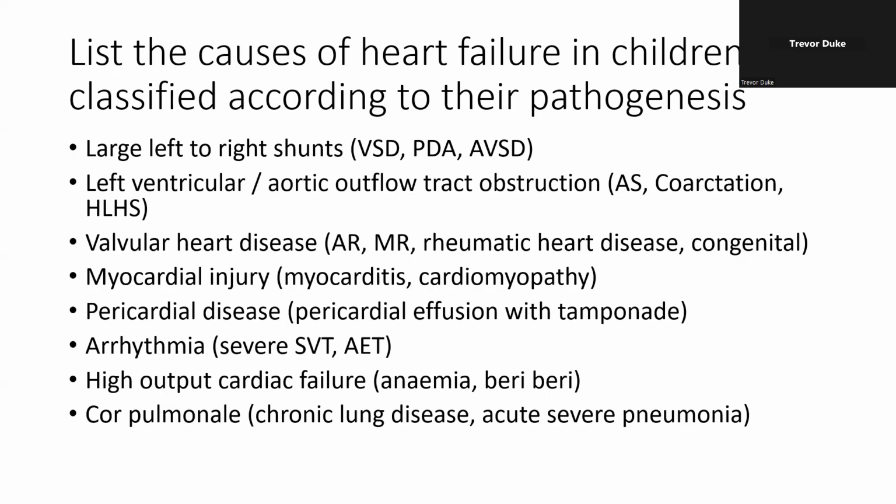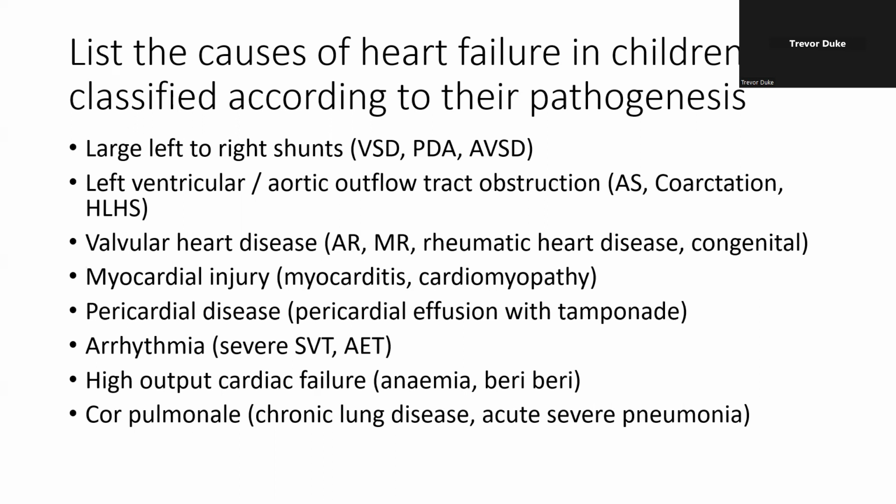AV malformations. If a child's got a large AV malformation, then their heart's having to pump much more blood to perfuse the rest of the body, and the AV malformation could take up a quarter of the cardiac output, and that can lead to high output heart failure. Over time, the heart just fails because the muscle function, everything has to work harder than before. And then there's heart failure that's secondary to lung failure.